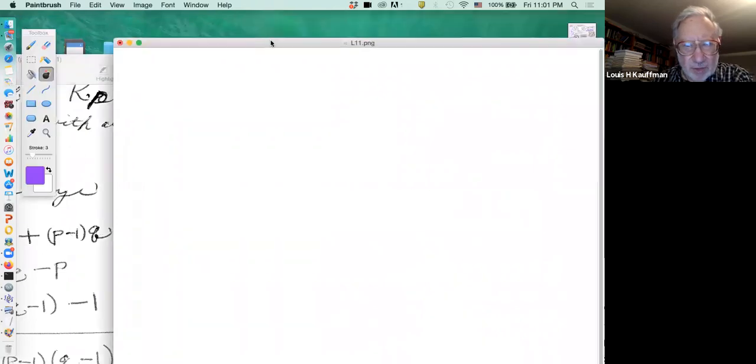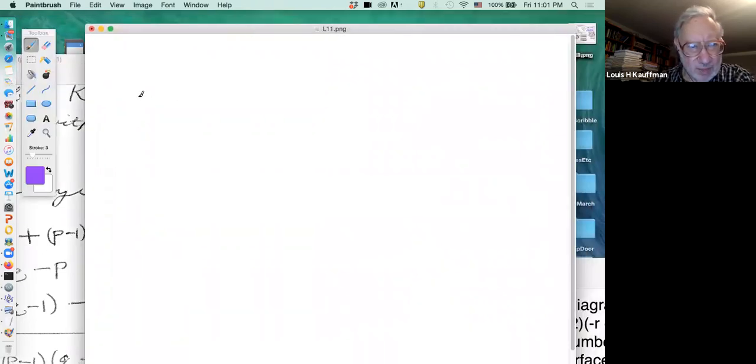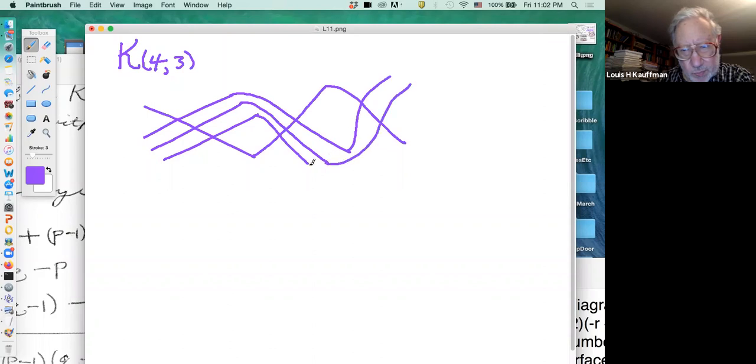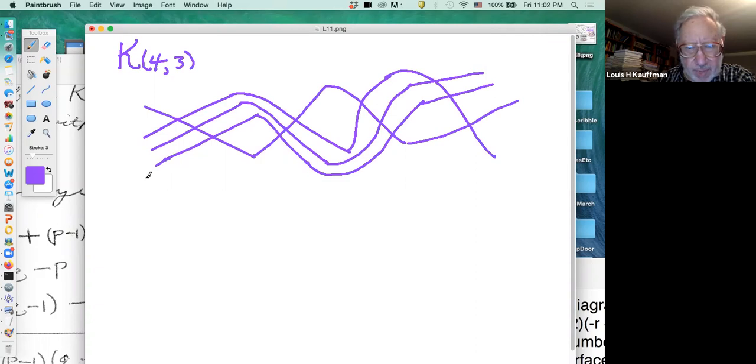Oh, I want to show you a picture of a torus knot. So let's see what goes on there. Let's say we take a K-4-3. So this is four lines and a crossover. And I'm going to do three of these. And wrap it around.